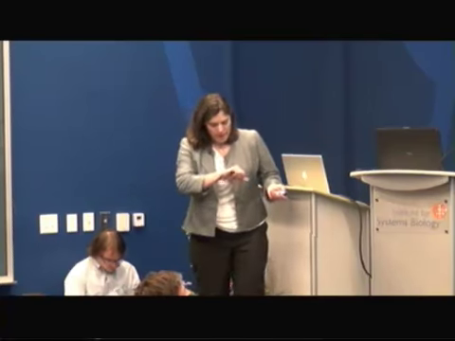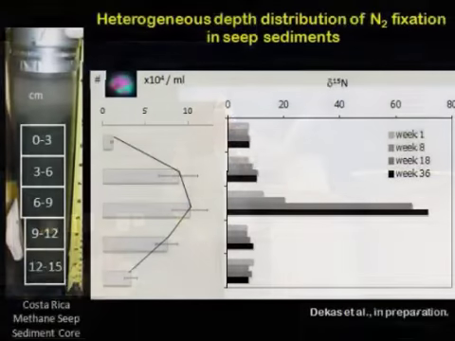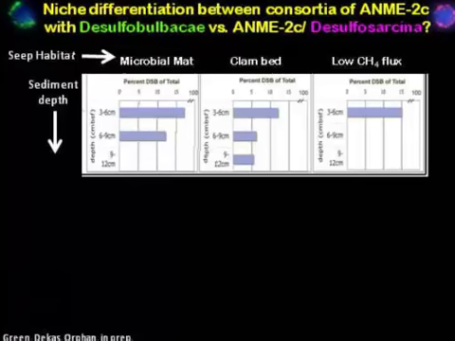Okay. All right. And I'm just going to end with talking really quickly about another project where we were interested in looking at the differences between the different sulfate-reducing partners, and in this case, the potential for niche differentiation depending on which association the methane-oxidizing archaea formed. And so we're looking at the Desulfobulbaceae sulfate-reducing partner and the Desulfosarcina partner.